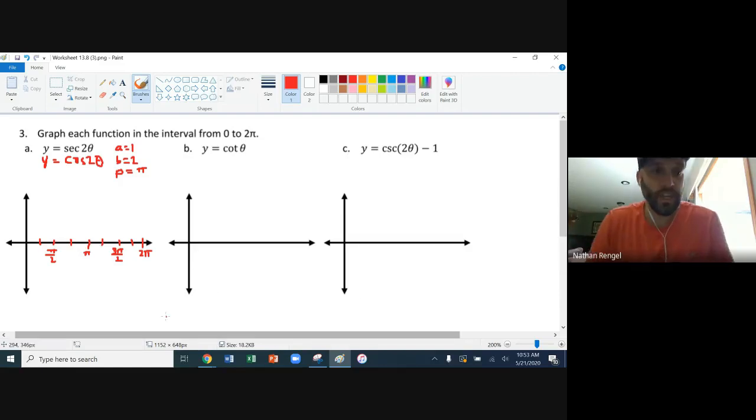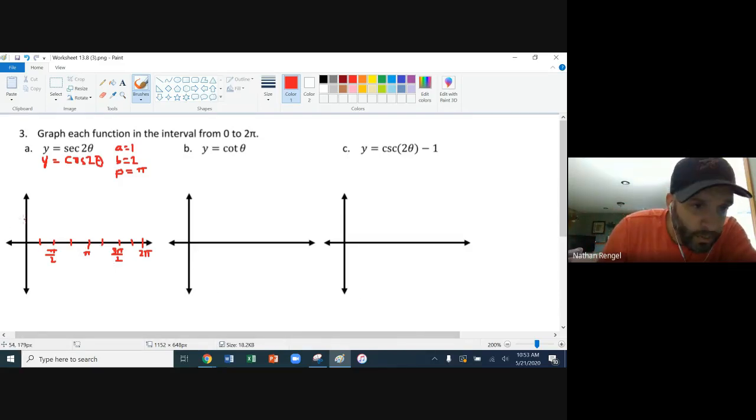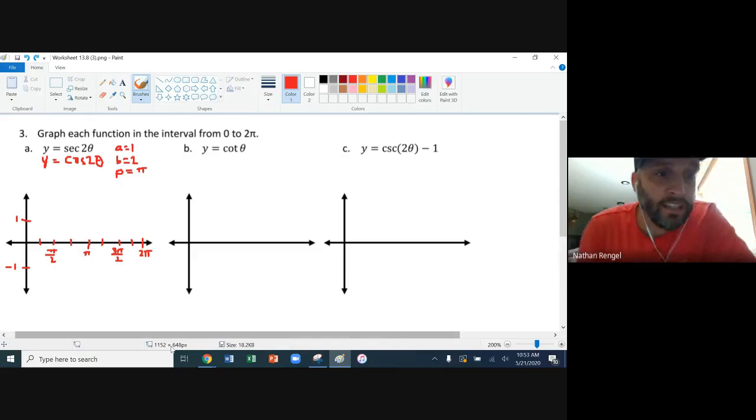Then on my y-axis, I'm going to draw my amplitude. My amplitude goes from 1 to -1. I'm going to leave a little space because my secant graphs are going to be up in this area. So I want to leave some space on my y-axis to show those.